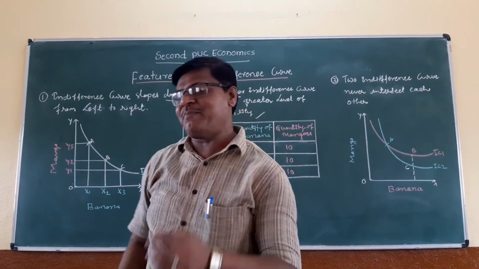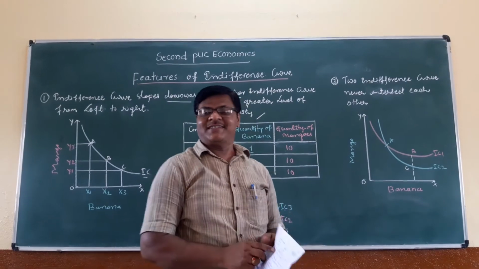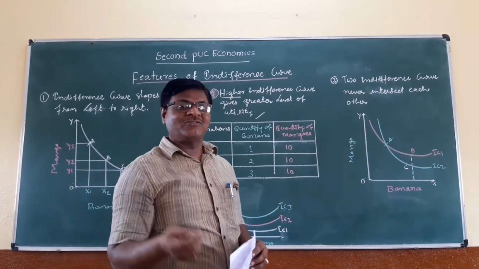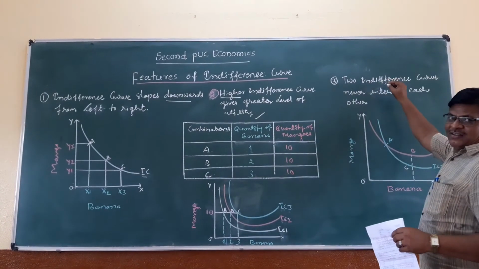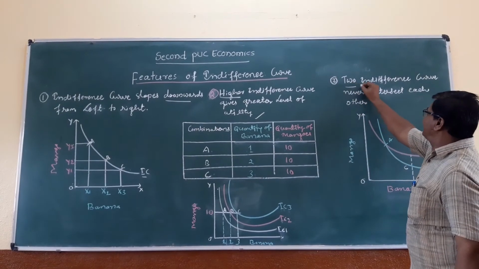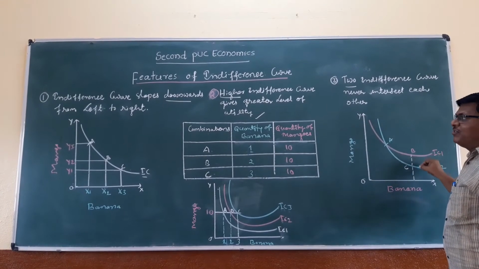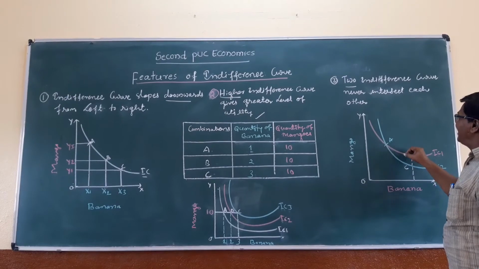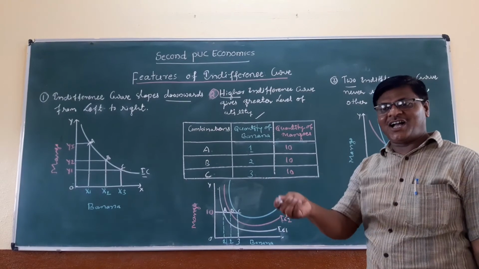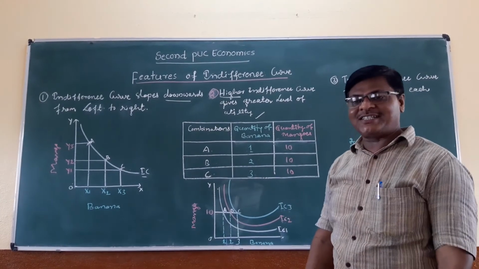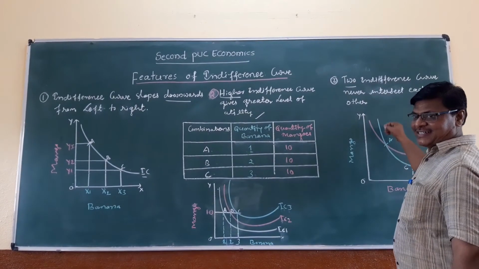The third property, or the third feature, of indifference curves is that two indifference curves never intersect each other. This can be shown with the help of a diagram. There are two indifference curves, IC1 and IC2, which never intersect each other. If they intersect each other, it results in a conflict. They never intersect each other.